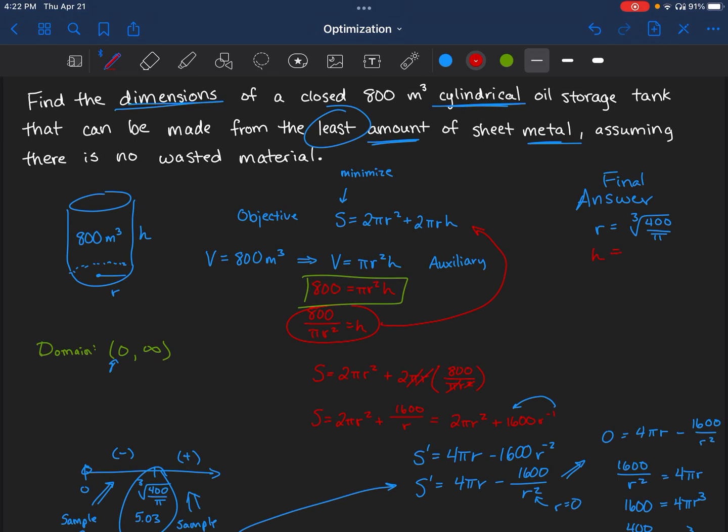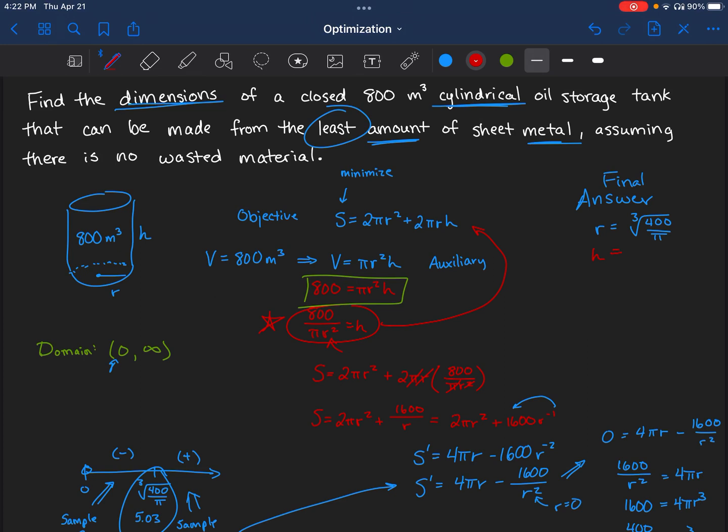Good for us, we have this auxiliary function here where all I have to do is plug in that cube root for r, and I can calculate the rest. Let me type into my calculator 800 divided by parentheses pi times that cube root of 400 over pi, and I've got to make sure all that is in my denominator. Oh, I forgot to square it. That was an r squared down there on the bottom.